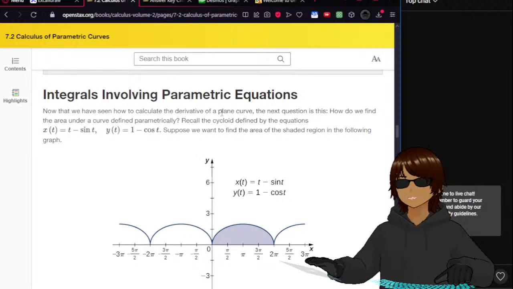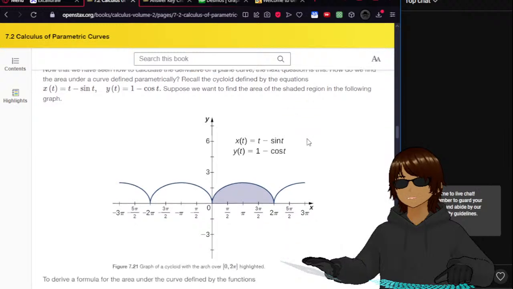Integrals involving parametric equations. Note that we have seen how to calculate the derivative of a plane curve. The next question is this: how do we find the area under a curve defined parametrically? Recall the cycloid defined by the equations x(t) equals t minus sine t and y(t) equals 1 minus cos t. Suppose we want to find the area under the shaded region in the following graph.